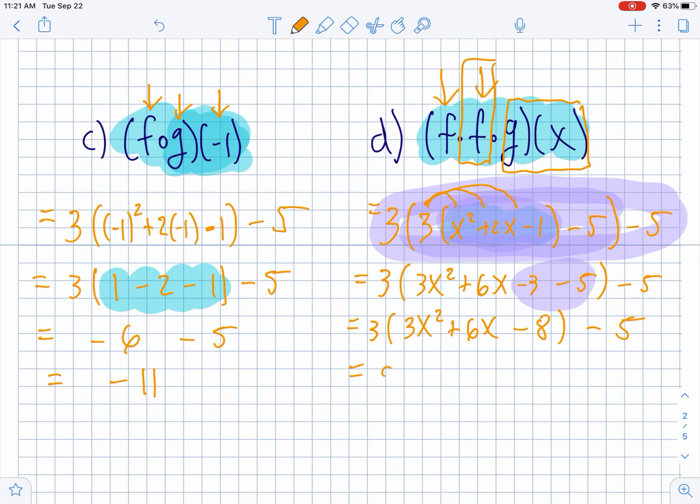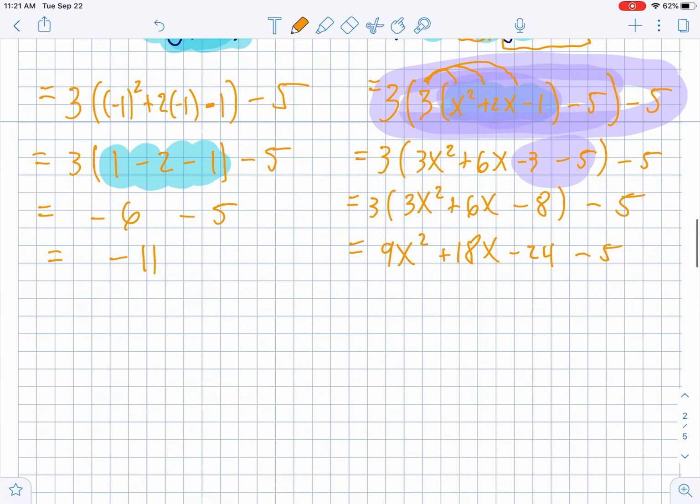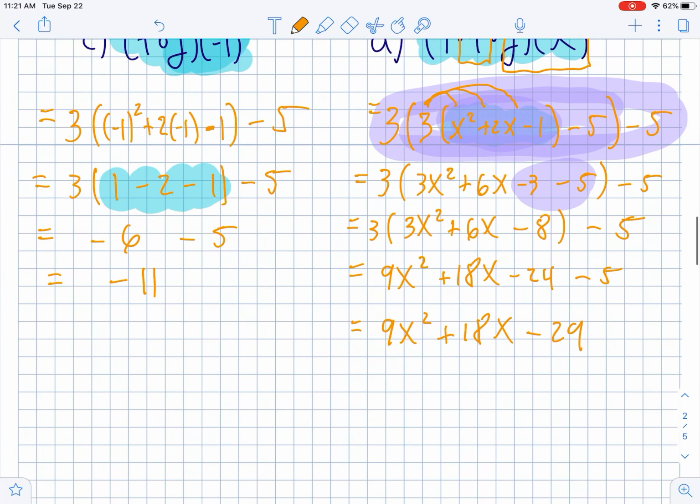Then I got to distribute again, so we get 9x squared plus 18x minus 24 minus 5. One last cleanup. 9x squared plus 18x minus 29. And boom, we are done. Big one, for sure.